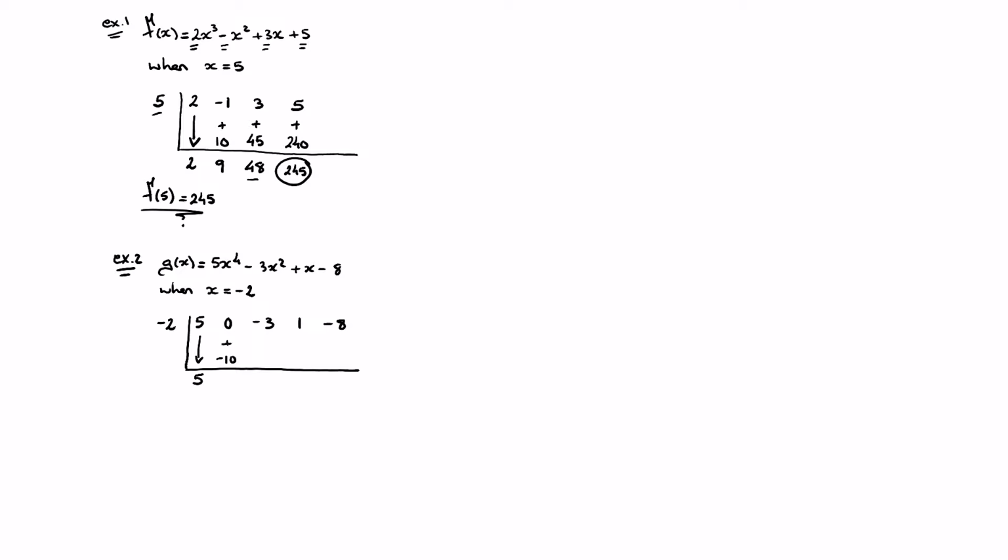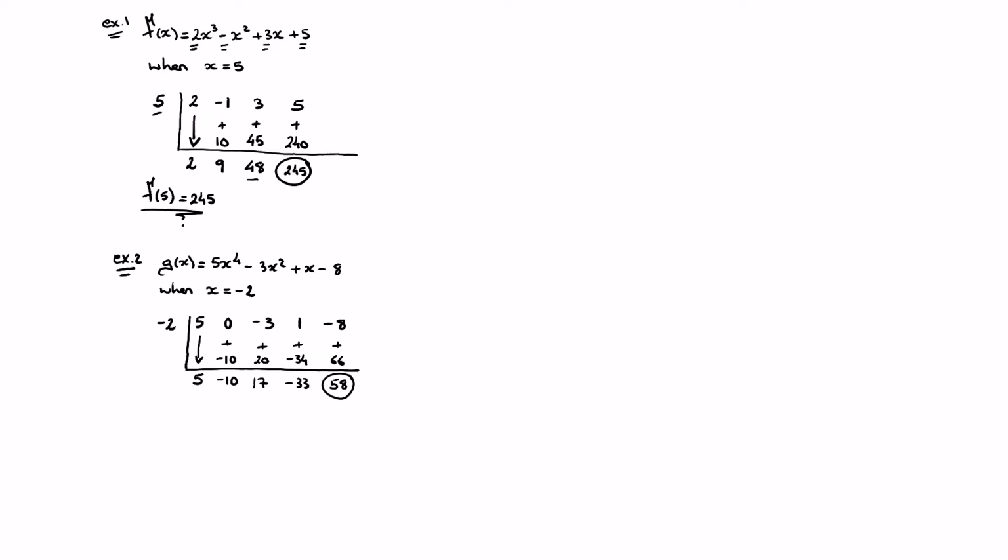0 plus negative 10 is negative 10. Now, negative 2 times negative 10 leads us to 20. Negative 3 plus 20 leads us to 17. Now, negative 2 times 17 leads us to negative 34. 1 plus negative 34 leads us to negative 33. Negative 2 times negative 33 leads us to 66. Finally, negative 8 plus 66 leads us to 58.